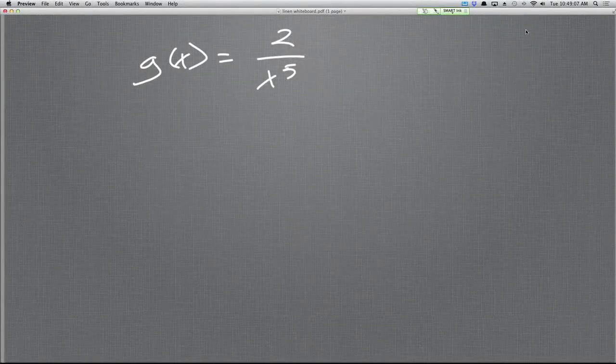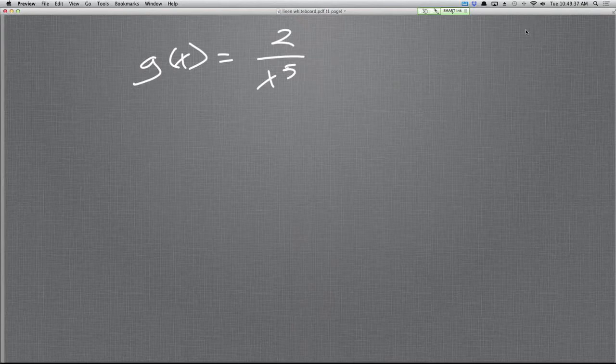My next one I have g of x equals 2 over x to the 5th. Would it be 2 over 5x to the 4th? No. Negative 2 over 5x to the 1. Negative 10 over x to the 6th. Negative 10 over x to the 6th.